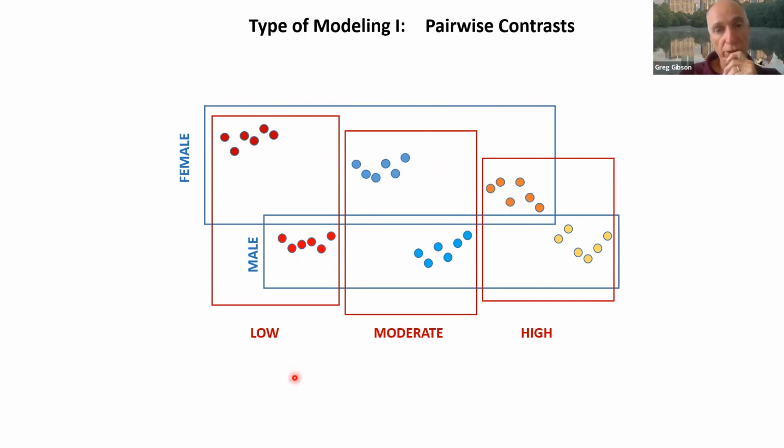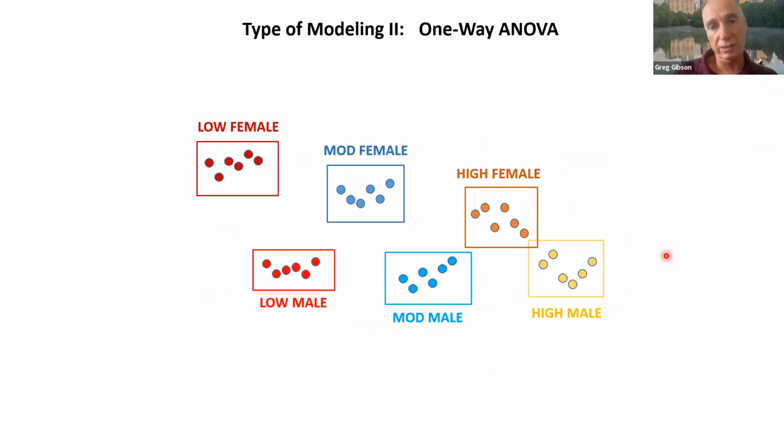Alternatively, you may ask the question as the differences between the low group and the moderate group, or the low group and the high group, or the moderate and the high, or in general, in the ANOVA framework between low, moderate, and high. Okay, so that's sort of how we go about modeling, where you're specifying your contrast of interest in advance.